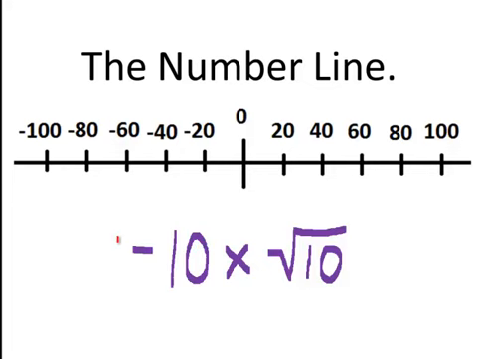Negative 10 times the square root of 10. Well, we have a negative number times an irrational number. The square root of 10 is 3 and a little bit more, so we'll just say 3 plus. Now we have 10 times 3 and a little bit more. So we're going to be at 30, but it's negative, so we're going to be at negative 30 and a little bit.